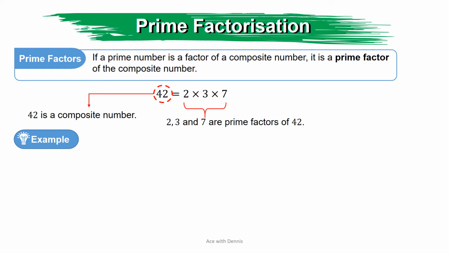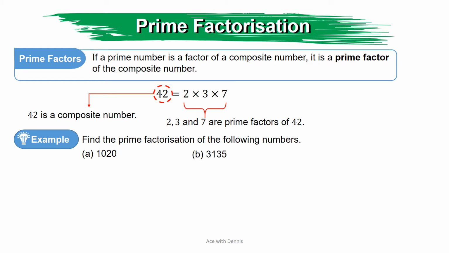Let's look at this example. Find the prime factorization of the following numbers. A. 1020 and B. 3135. Here is the solution. In order to get the prime factors, we should divide the number continuously with prime numbers. For A, 1020, we start with the lowest prime number, which is 2.